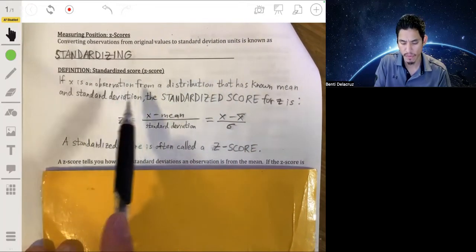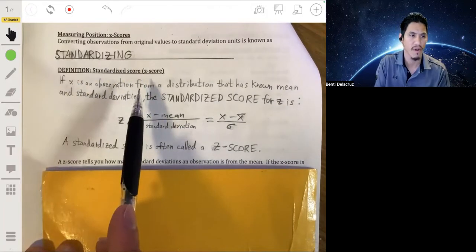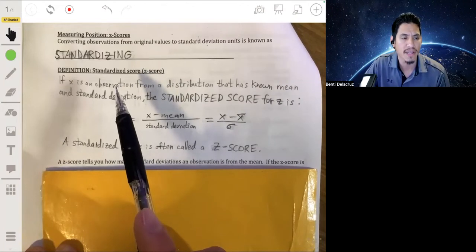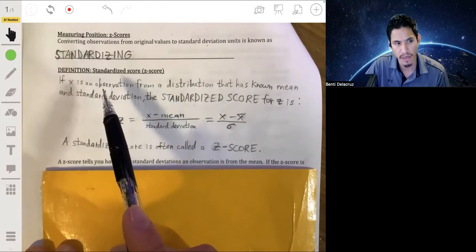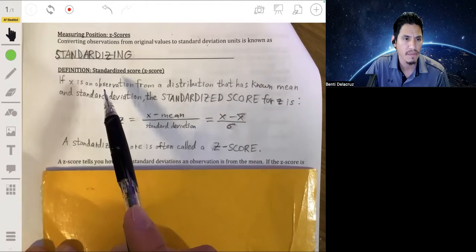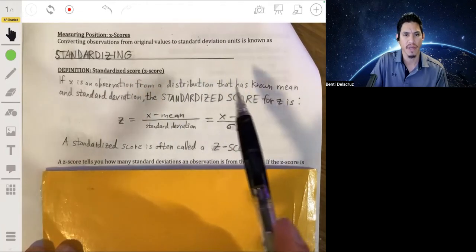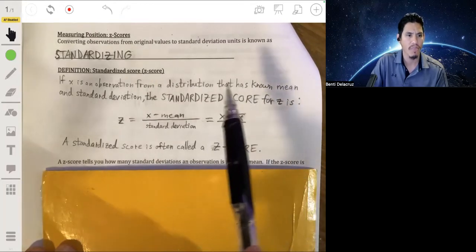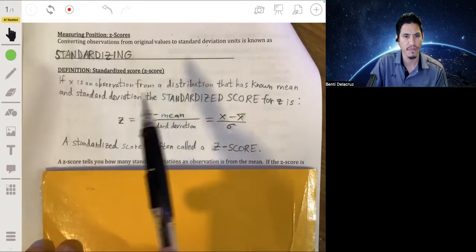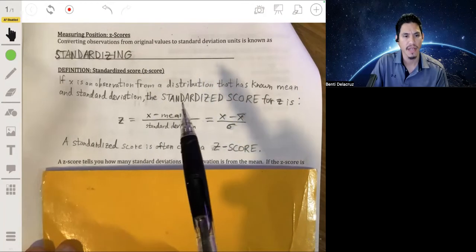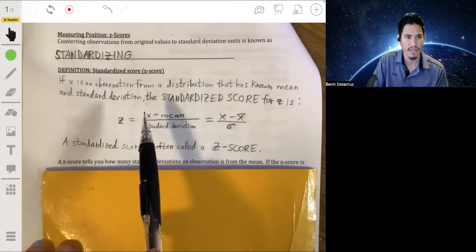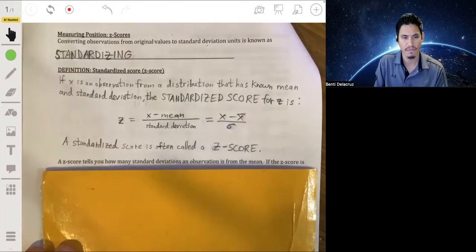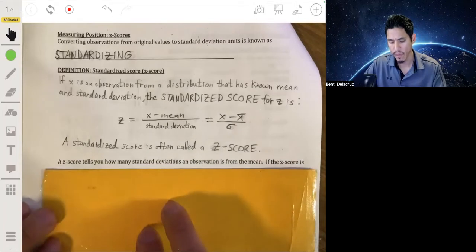So formally, we define the standardized score or z-score as follows. Assume that x is our data value, and it's in a distribution where we know the mean, x bar, and we also know the standard deviation. Then the standardized score z is equal to that x value minus the mean, divided by the standard deviation.